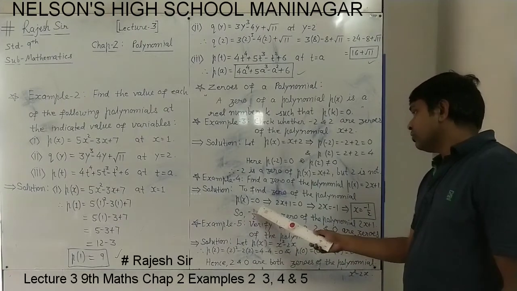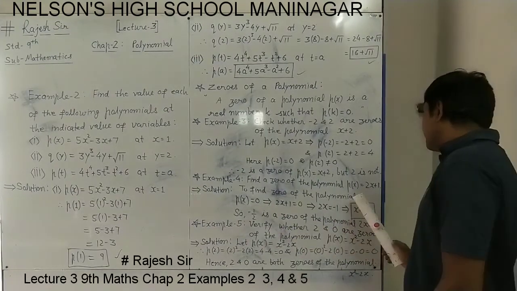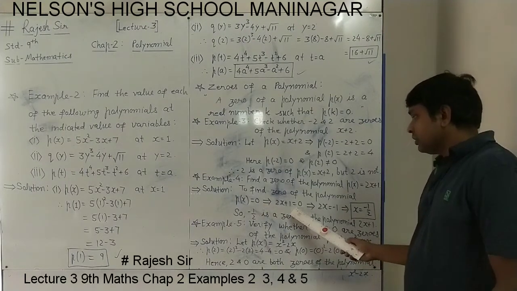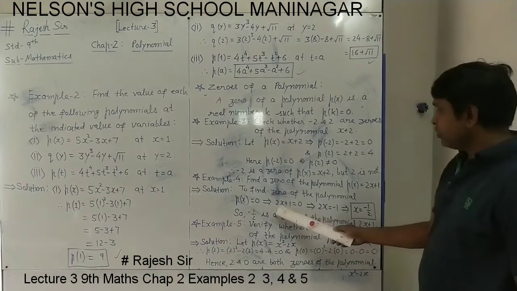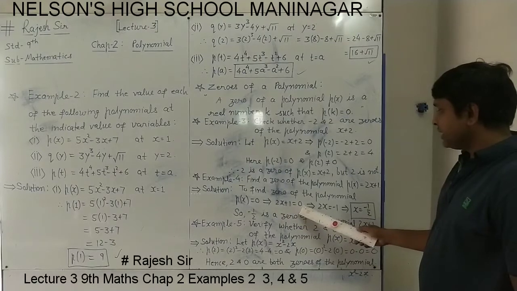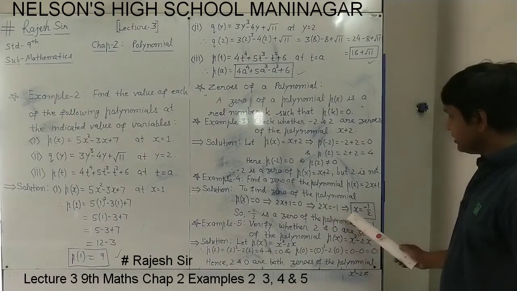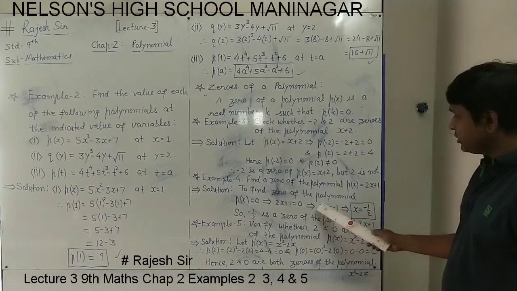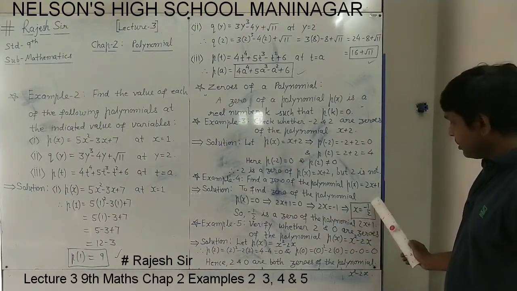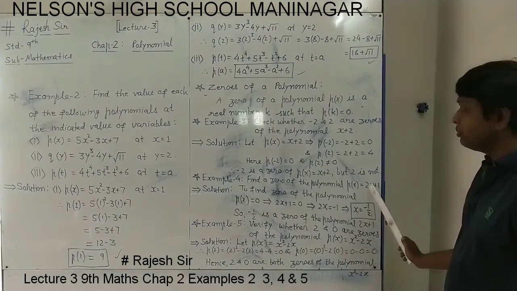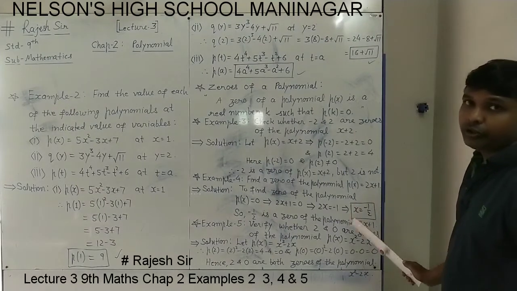So p(x) = 0, that implies, what is p(x) in our case? 2x + 1. So 2x + 1 = 0. Then 2x = -1, if we take 1 to the right side. So what will be x? x = -1 by 2, as the 2 goes down. So -1/2. This way, finding the value of x, which is -1/2, is called the 0 of the given polynomial.